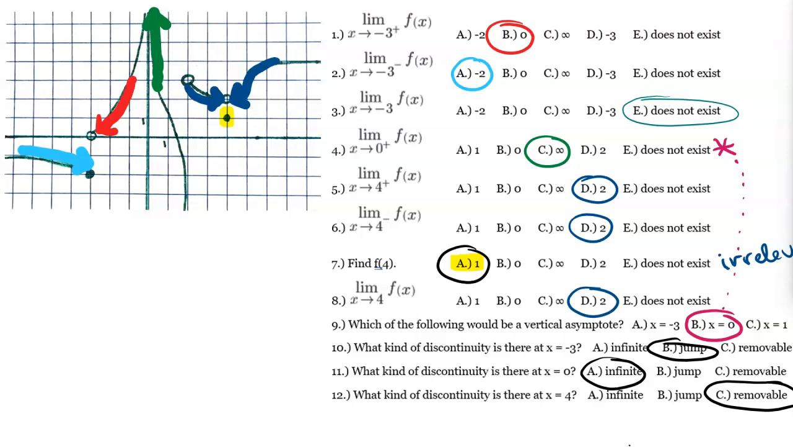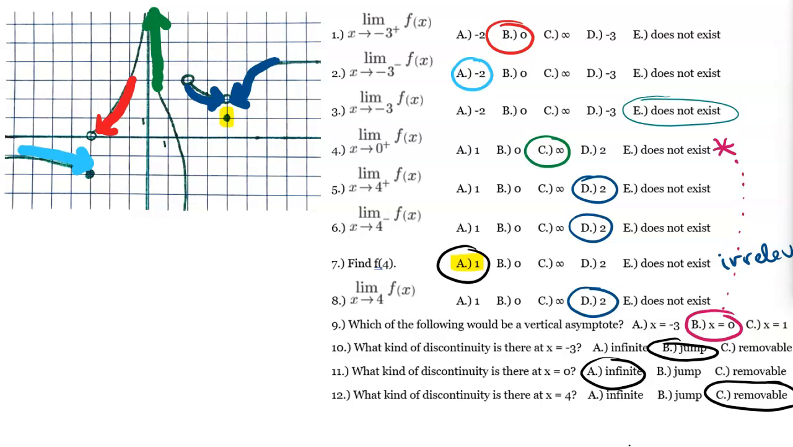All right, then the next one they asked me was, which of the following would be a vertical asymptote? Remember that when you take the limit and you get either infinity or negative infinity for your answer, there's going to be a vertical asymptote there. When we took the limit approaching 0 from the right, or you can see it from the left as well, that went to infinity, which means there's going to be a vertical asymptote there.